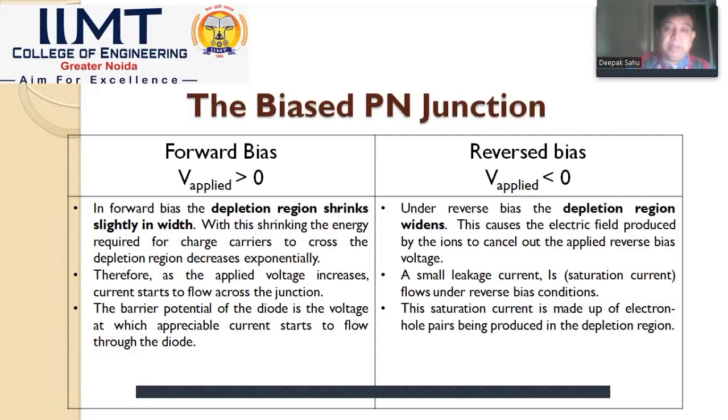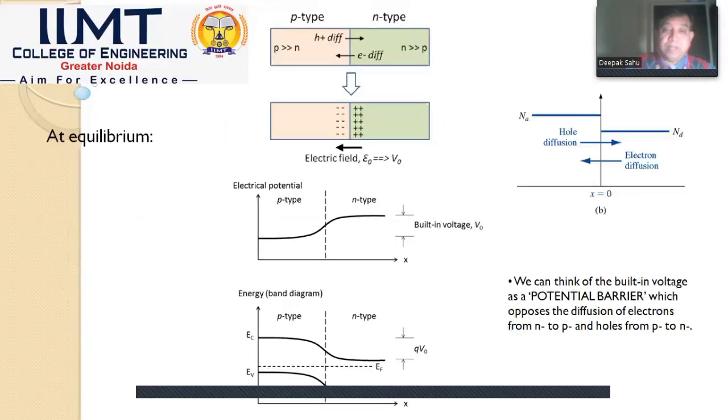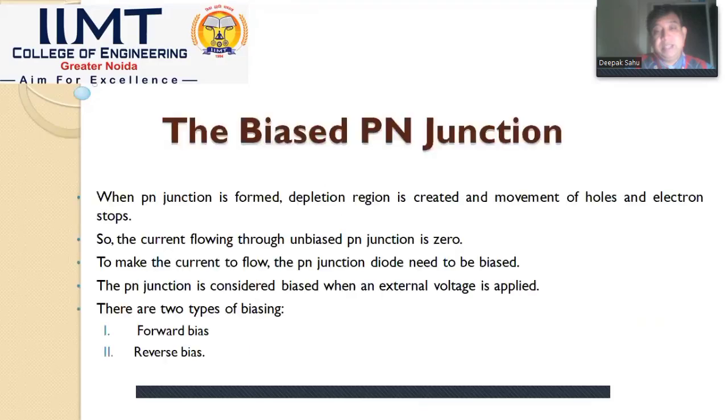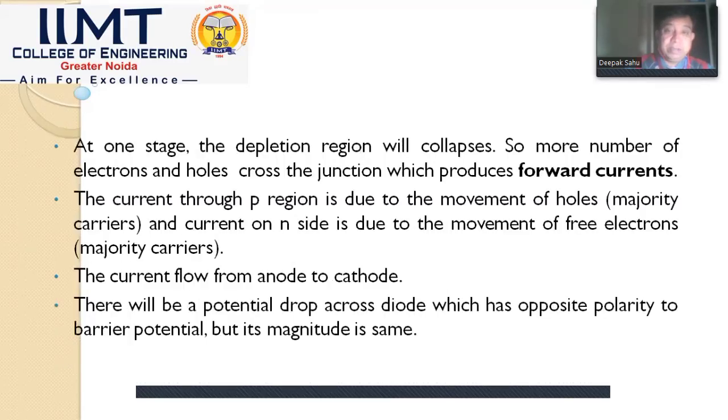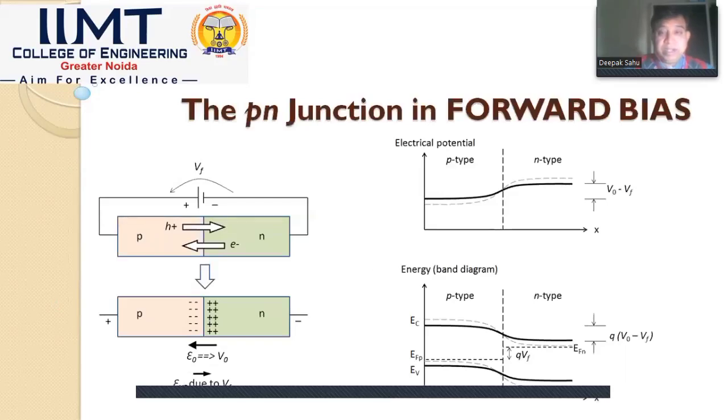Now in the previous diagram, there is a built-in voltage shown as V naught. This is the condition basically in the no bias condition, meaning neither forward nor reverse bias is there. As soon as forward and reverse biasing is applied, as we know from our earlier concepts, in the reverse biasing, depletion width increases. In the forward biasing, depletion width reduces. Now this reduction needs to be dealt with in the form of energy bands.